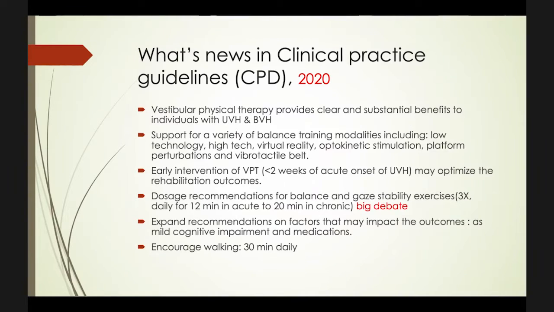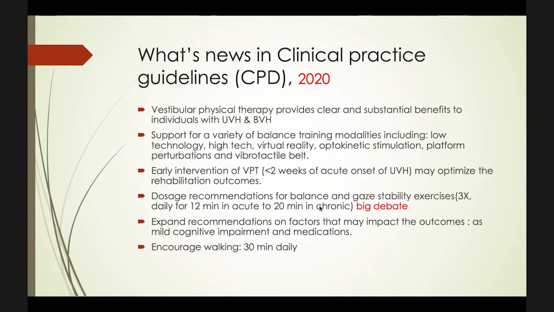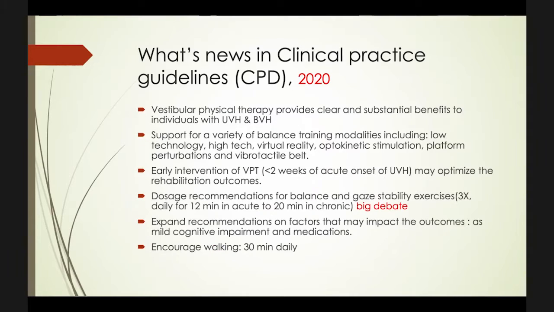Dosage recommendation for balance and gaze stability exercise, as I mentioned earlier, is about 12 minutes in acute and 20 minutes in chronic. But there is still a big debate in this area. Expanded recommendation on factors that impact the outcome, such as mild cognitive impairment and medication. If there is any medical history or any medication, such as vestibular suppressors, being taken. Also mild cognitive impairment, like the MoCA screening test. Encourage walking for 30 minutes daily.